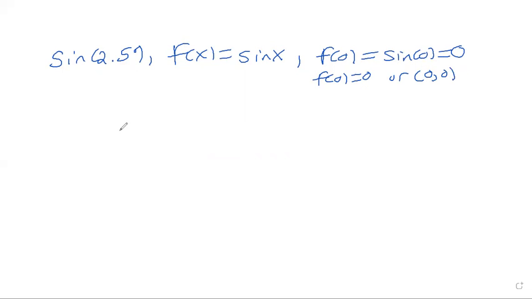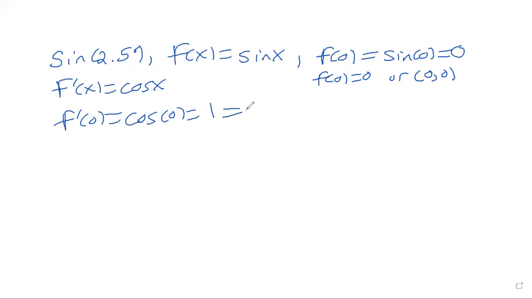So if we want to find a tangent line to the curve, or linear approximation, first off, the derivative of sine is cosine. Now I have to plug in 0 for x to get my slope. So f prime of 0 equals cosine of 0, which is 1, my slope m. So y equals x plus b, and the point (0, 0) gives b equals 0. So y equals x.